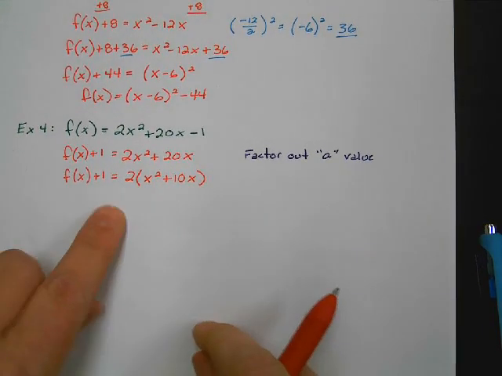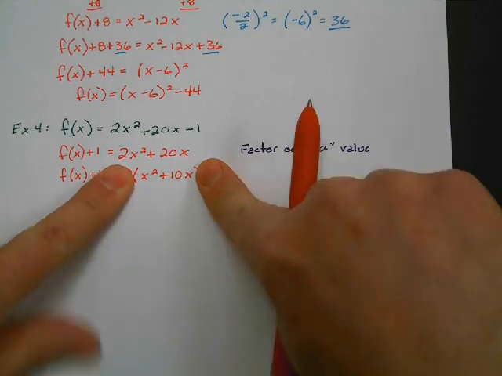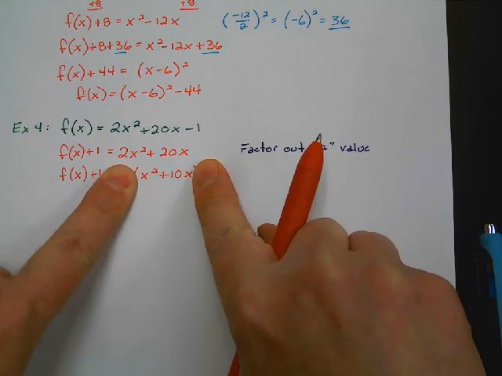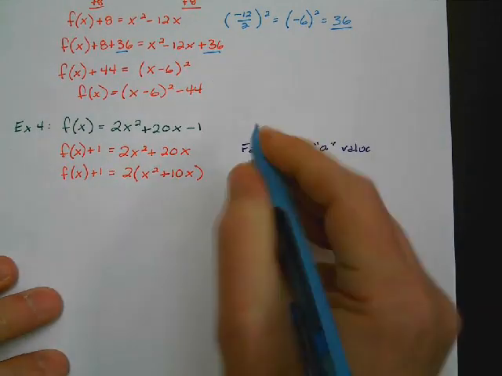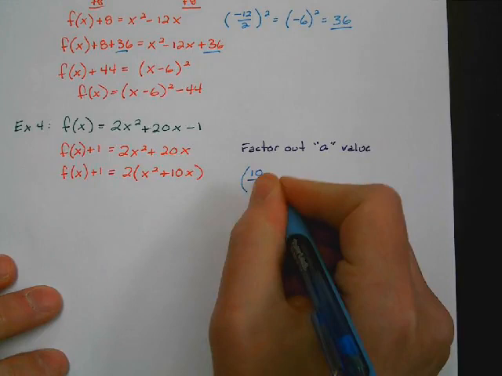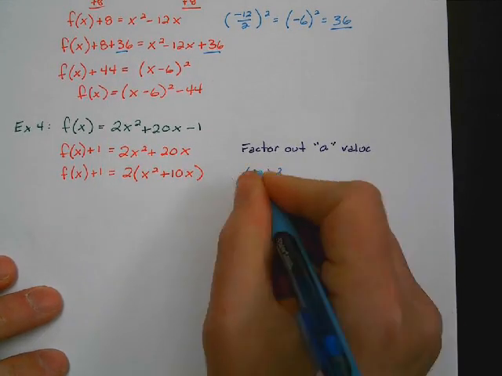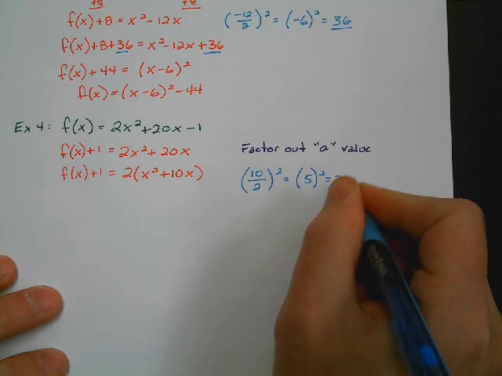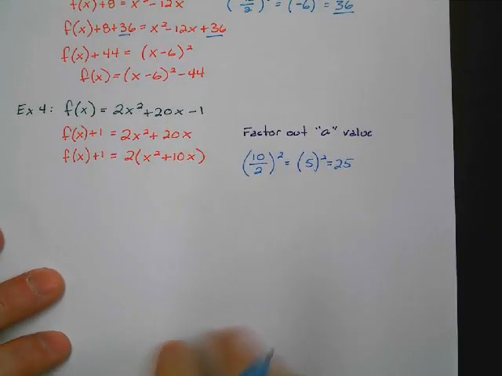All right, and now I'm going to complete the square, but just this portion right here, just the x squared plus 10x. So the b value is 10 in there. So I'm going to take the b value, which is 10, divide by 2, and square it. So 10 divided by 2 is 5, and 5 squared is 25. All right, so here's the tricky part.